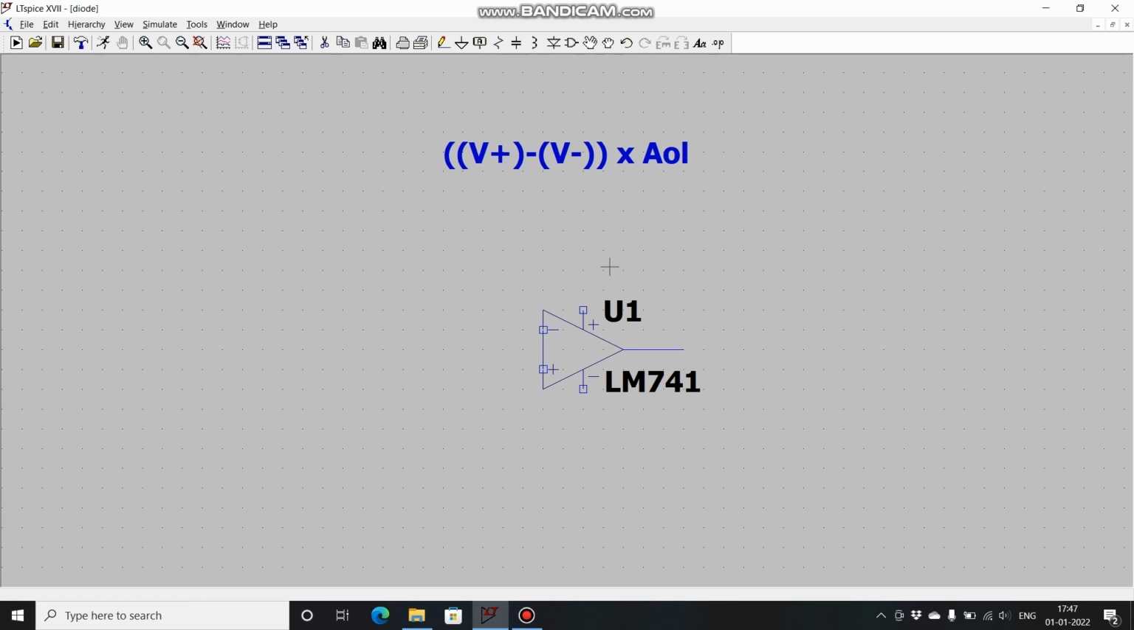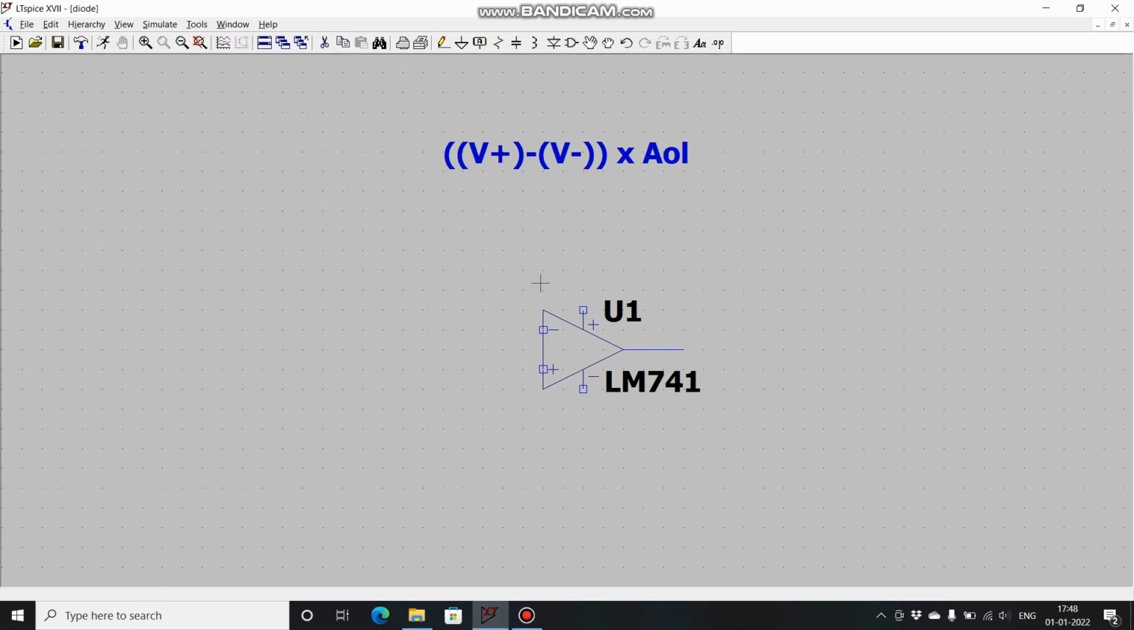This op-amp as comparator is used in an open loop configuration, which means that no feedback resistors will be used. So the output equation when op-amp is used in open loop configuration is V plus minus V minus into the open loop gain, which means voltage applied at this non-inverting terminal minus voltage applied at this inverting terminal multiplied by the open loop gain of op-amp. For LM741, the open loop gain is 2 lakh. So let's see how we can design a non-inverting comparator.